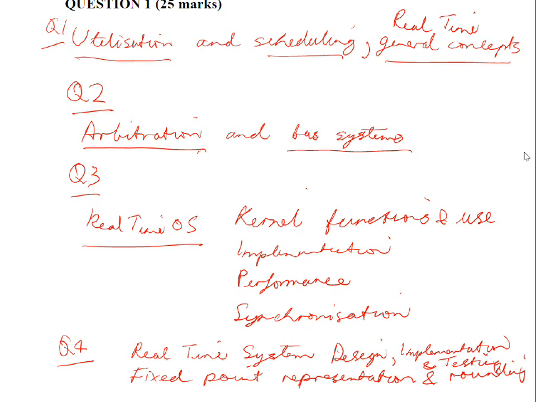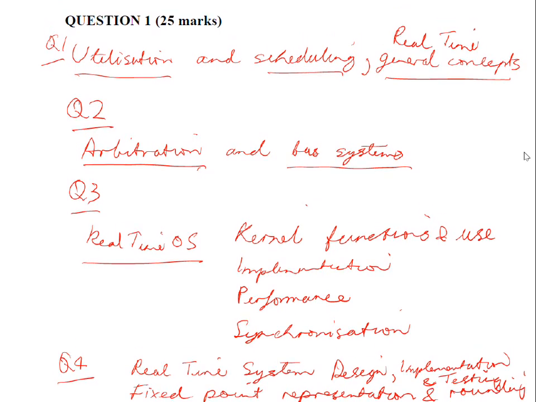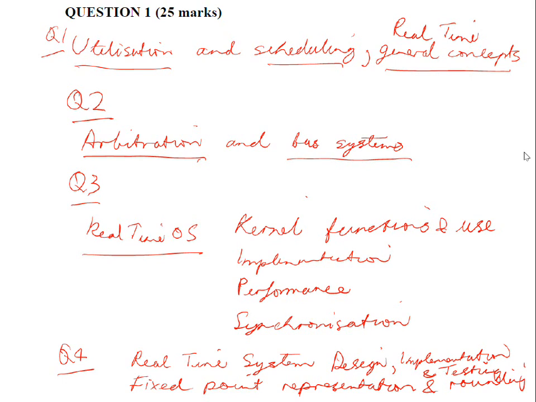Question 4 is about real-time system design. So you've done a lot of that. You've done the pendulum lab and you've worked through implementation and different alternative design strategies. So that will include testing as well. How do you test these systems effectively? And fixed point representation and rounding. Okay, so yeah, that's basically all of the subject really, unless I've left something out.